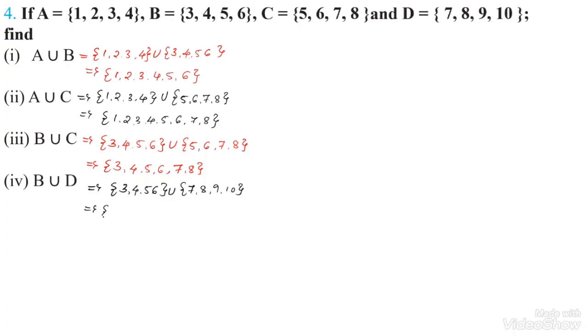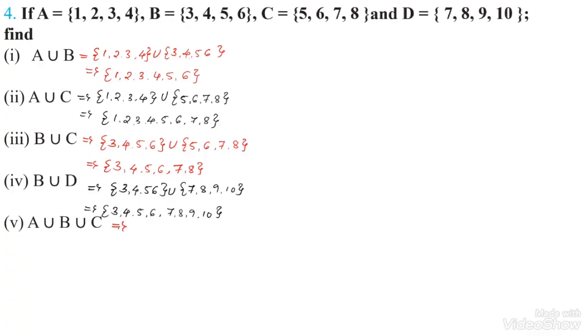Okay. Now, what are the elements of B union D? 3, 4, 5, 6, 7, 8, 9, 10. This is the B union D. Next question. A union B union C.